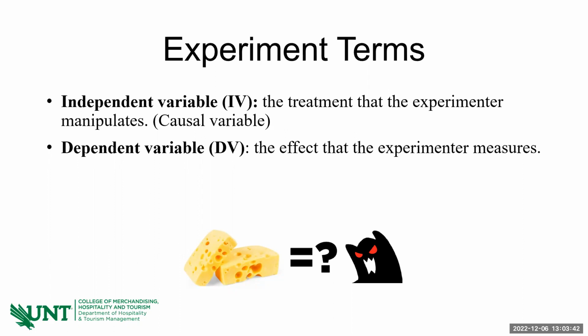According to the literature, there should not be any common method bias in experimental design, because you are not measuring your independent variable and the dependent variable at the same time.